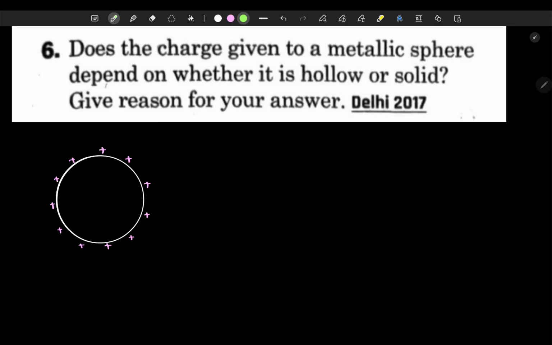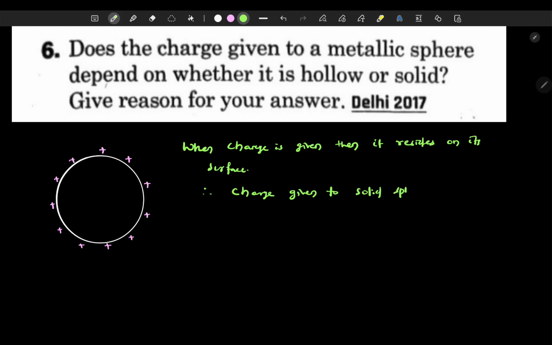So when charge is given, what we have to write? When charge is given, then it resides on its surface. On its surface means on the surface of the metallic sphere. Thus, charge given to a sphere does not depend upon whether it is solid or hollow. Remember, CBSE is asking such tricky questions. Yes, so go through the chapter properly. After that you can give the answer.